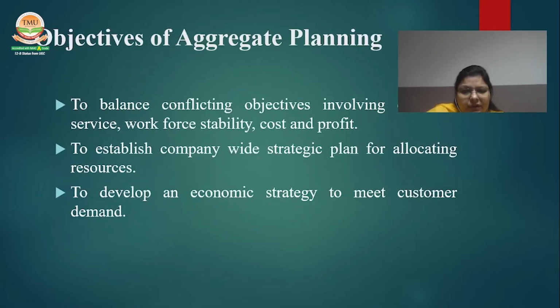What is the objective of aggregate planning? To balance conflicting objectives involving customer services, workforce stability, and cost and profits. It means here we are balancing our conflicting objectives, which involve customer services, how much workforce stability, and what will be the cost and profit.